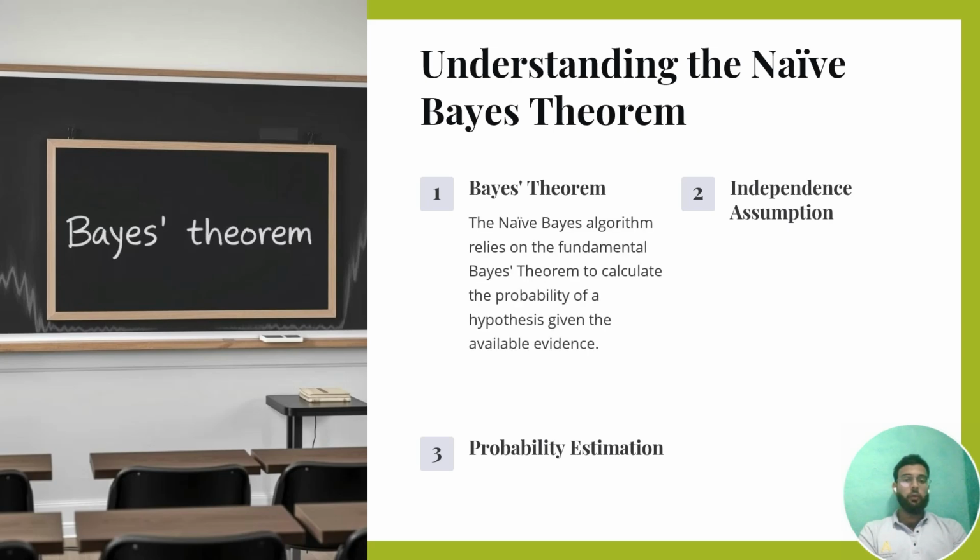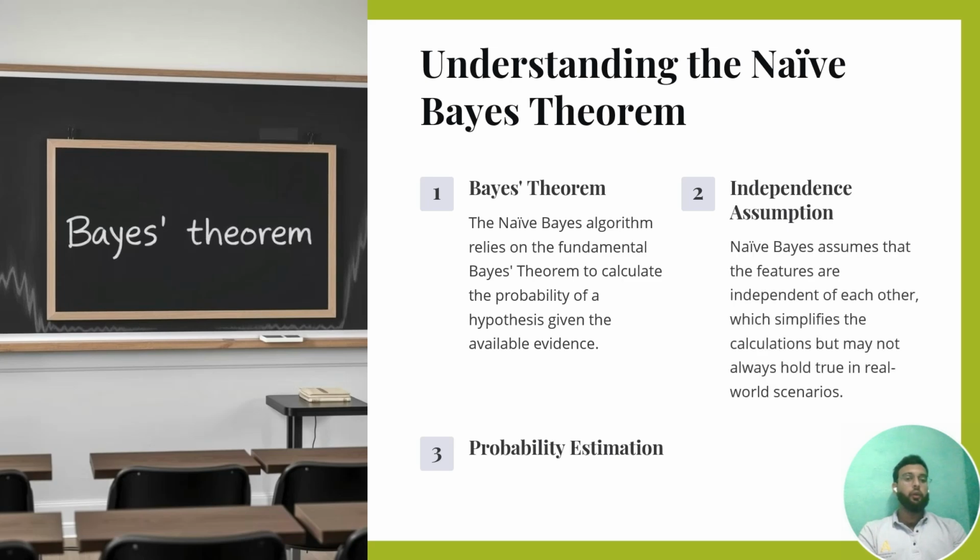The naive-Bayes algorithm relies on the fundamental Bayes theorem to calculate the probability of a hypothesis given the available evidence. It is similar to Bayes theorem, in which we calculate the probability using hypothesis testing like z-test, f-test, etc. Second, it provides an independence assumption. Naive Bayes assumes that the features are independent of each other, which simplifies the calculations but may not always hold true in real world scenarios.